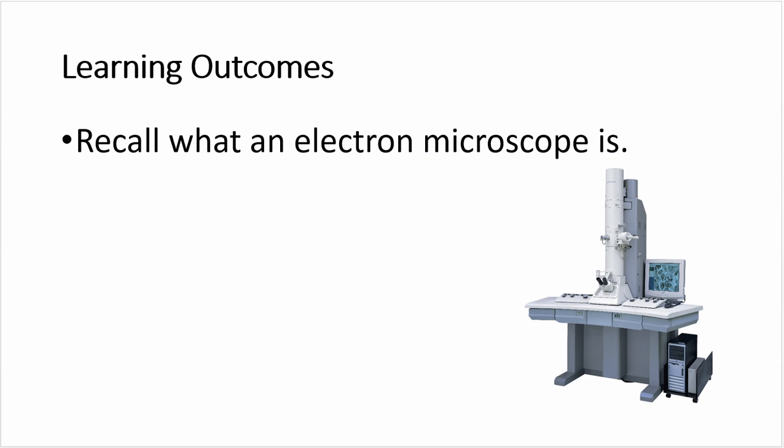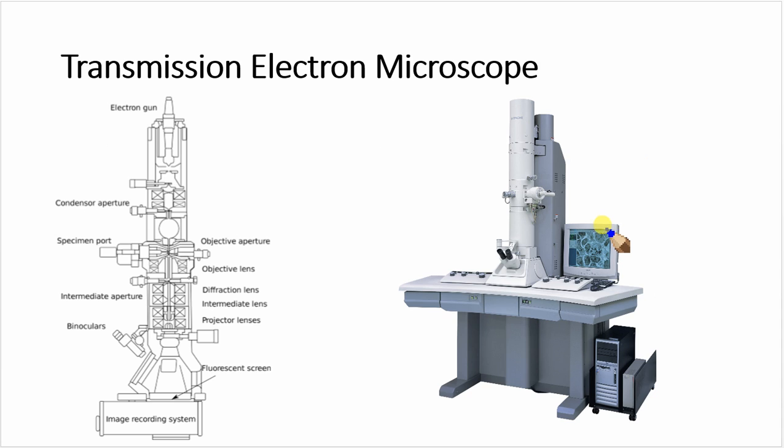The learning outcome for this lesson is to simply recall what an electron microscope is. So I'm going to talk a little bit about the electron microscope. Obviously you can see this is one here. It's much bigger than most light microscopes. It's incredibly expensive, so you tend to find it mainly in universities and research institutions.